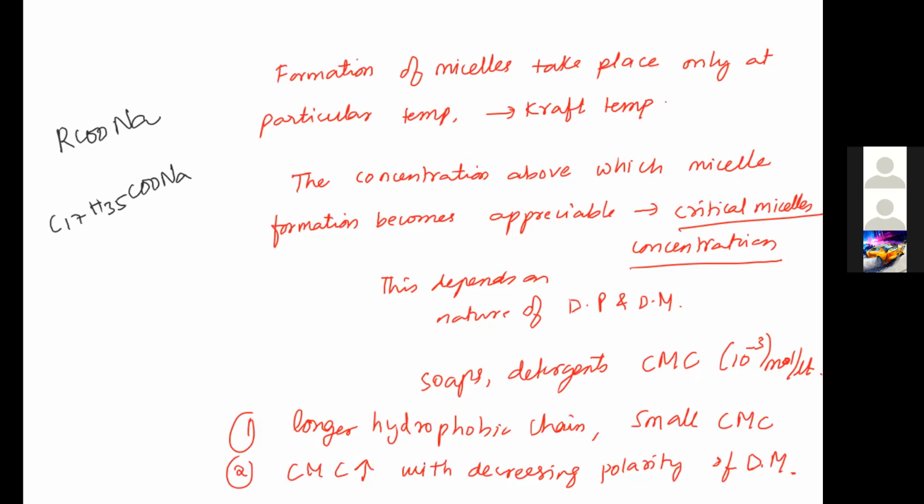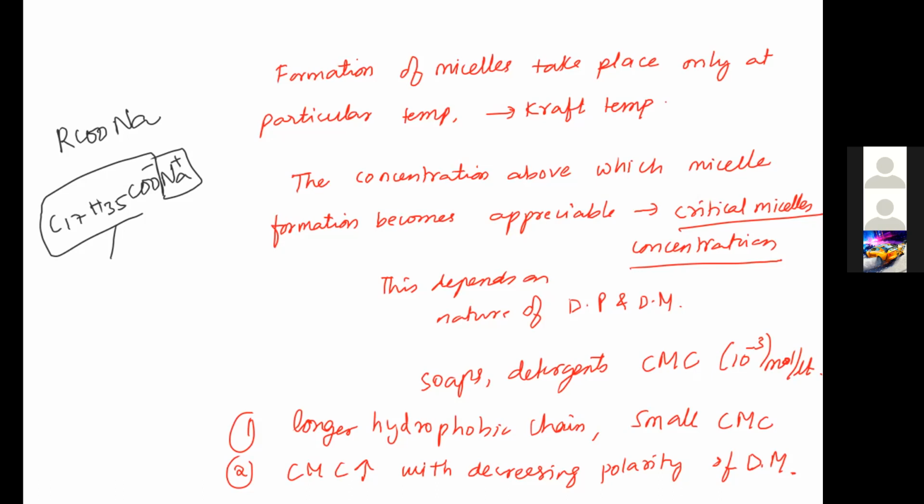So we say it dissociates into this minus ion and this plus ion. When dissolved in water, it dissociates into RCOO minus and Na plus ions. The RCOO minus ions consist of a long hydrocarbon chain, which is hydrophobic, water repelling, and a polar group COO minus, which is hydrophilic.